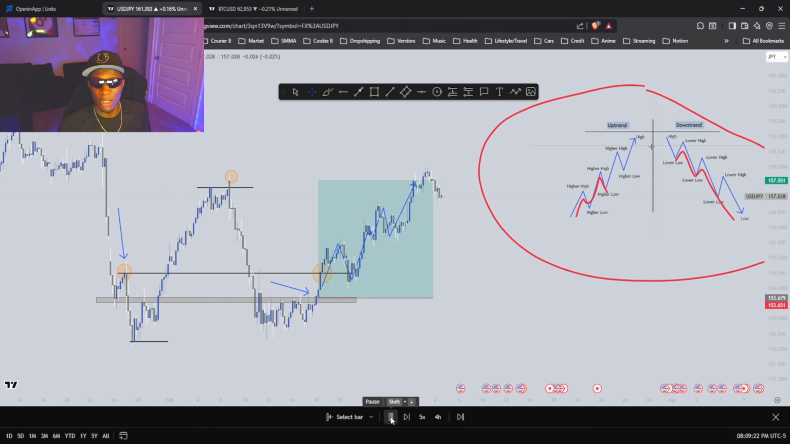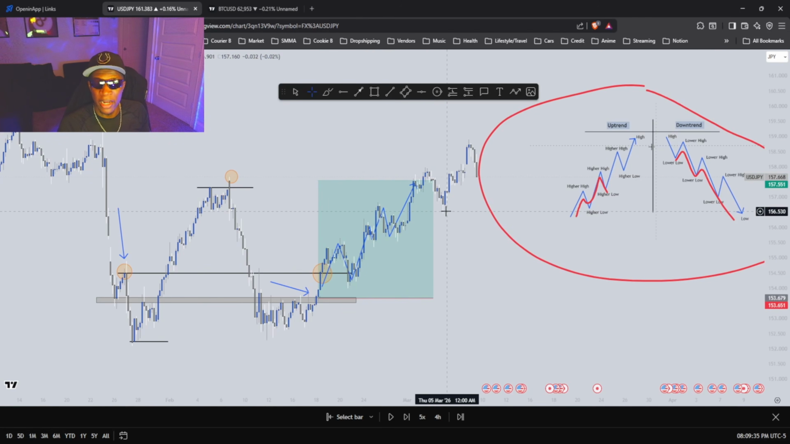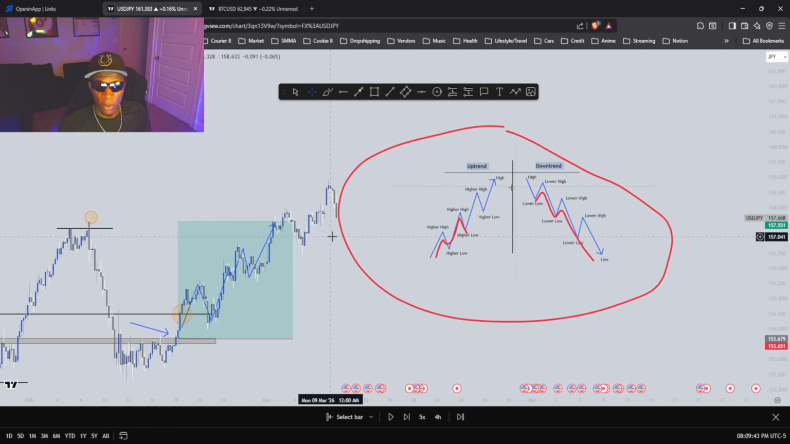It just keeps going up. It literally just keeps going up until we see something different. Why would we try to get out of a trade? We're not seeing anything different from an uptrend. Higher high, higher low, higher high, higher low. Okay, are you following me? The very moment we see price form a downtrend, like I said over here, lower low, lower high, lower low, lower high, that's when we completely close our trade.